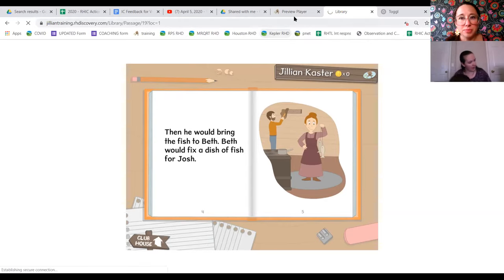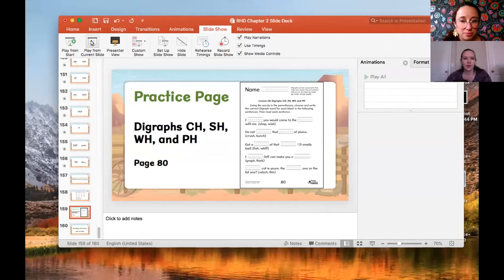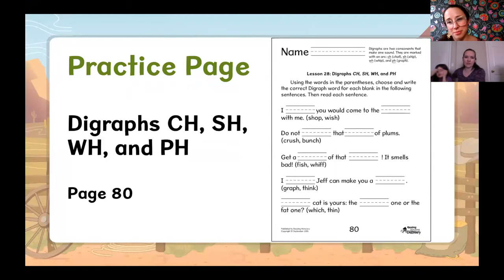We're going to finish up and show you the practice page that we have left. Let's pull up that practice page. The practice page that we have for the digraphs is page 80. You can download this in the chat box if you're joining us live, or if you're watching the recorded lesson, you can pull it up under that lesson. You can also just take a picture of it from the screen if that's easier, and you can keep practicing these phonics skills after our lesson today, because we are finished with our lesson.